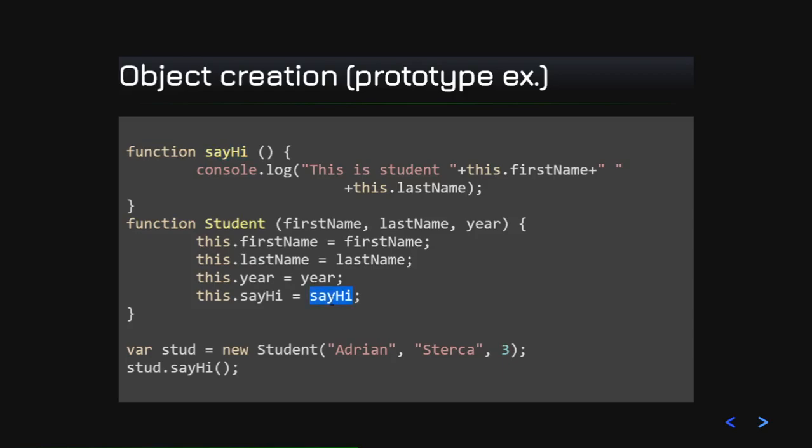Say hi, okay. Please notice that all the properties and methods inside the constructor function, the properties and methods of the object inside the constructor function, are prefixed with the this operator. And we create an object of type student here. We initialize this with these 3 values, and then we can call a method on this object like that. So this is object creation. This is object creation using the traditional or the classical functional notation.